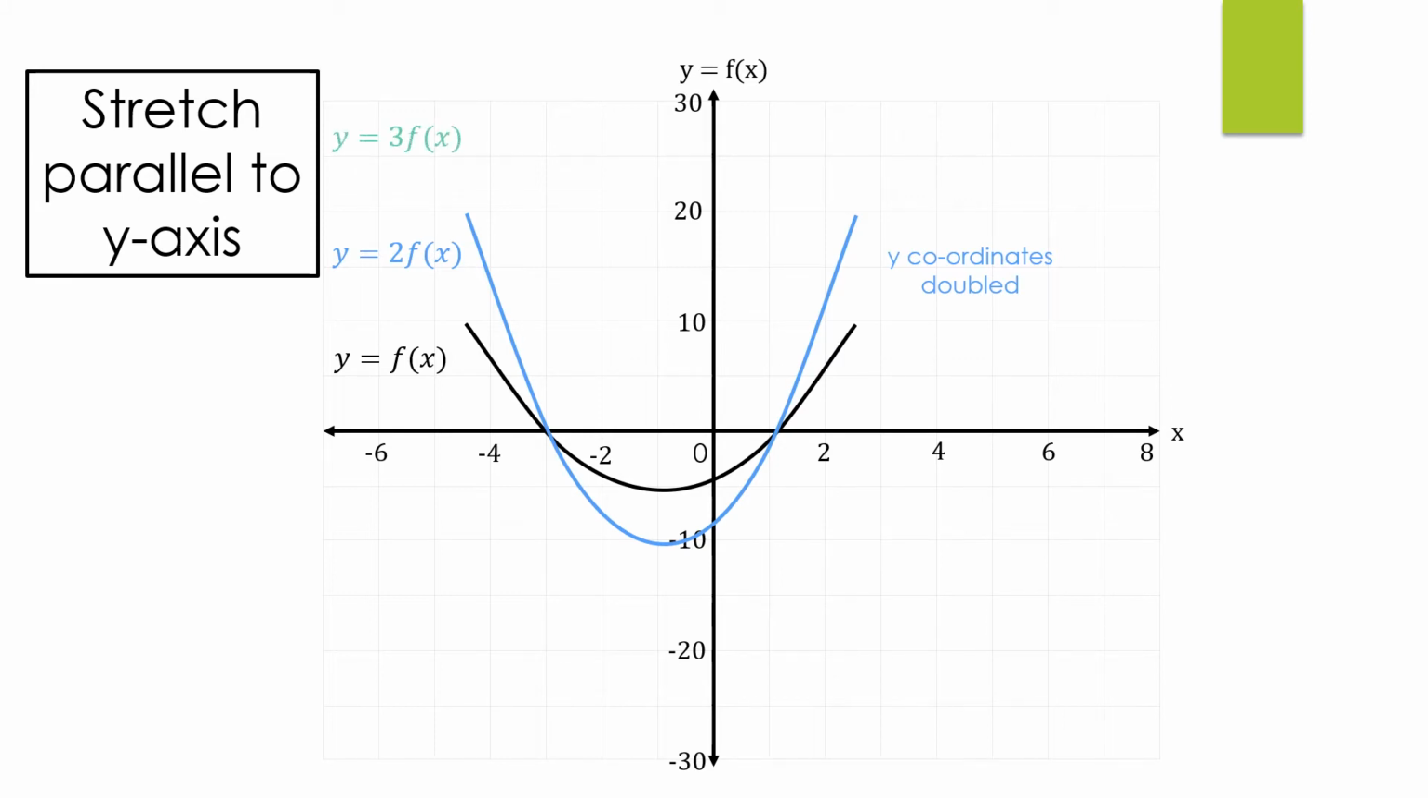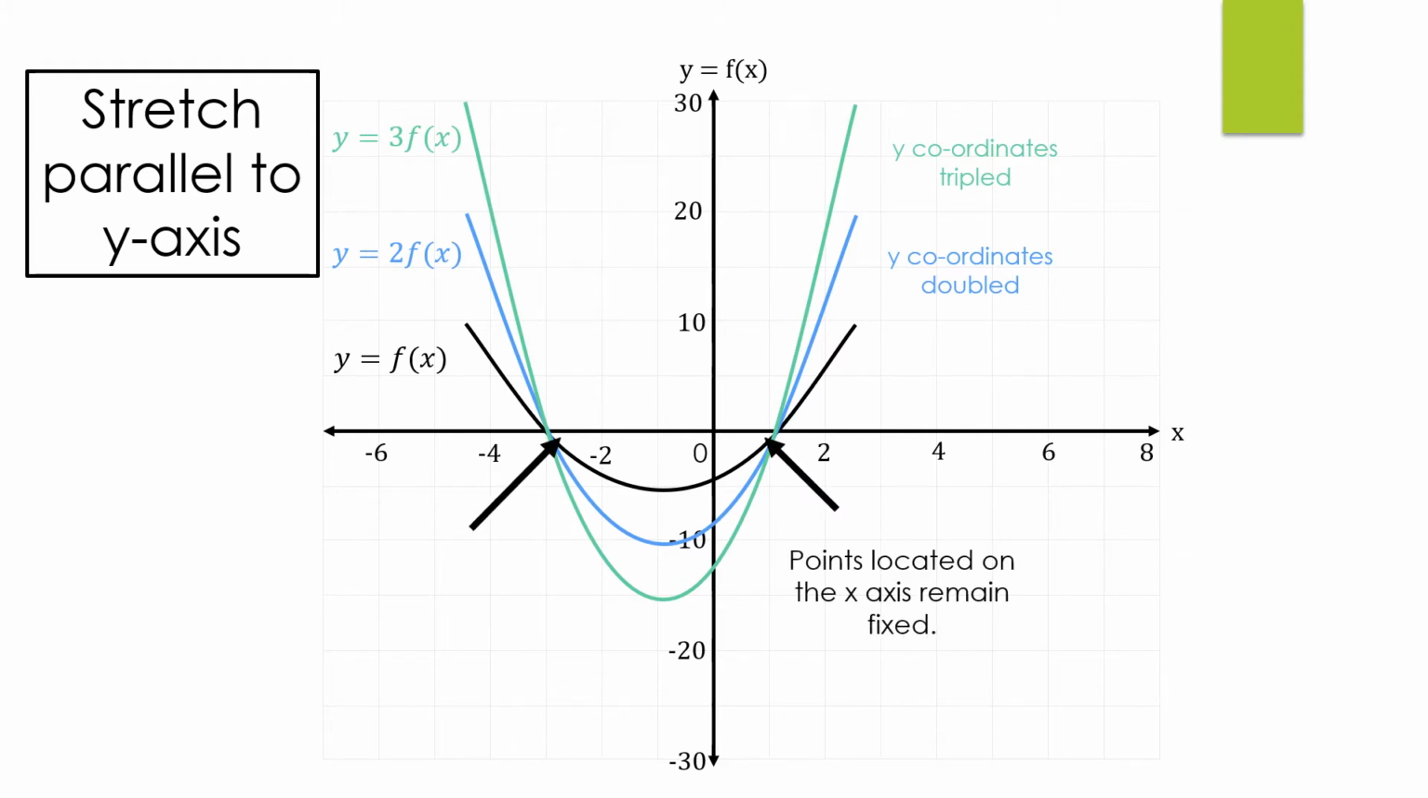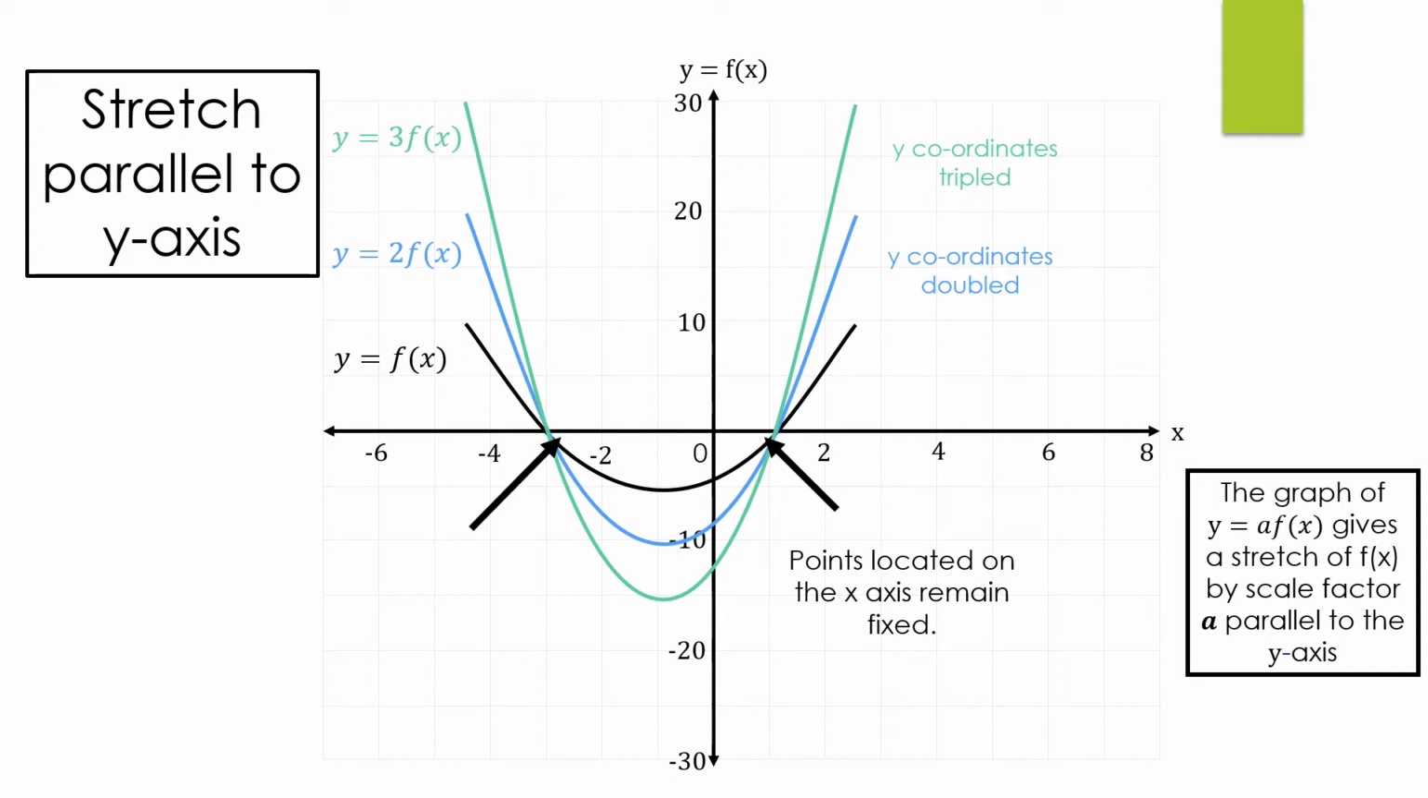If we look at y equals 3 f of x, we can see that all of our y coordinates have tripled this time. So our original minimum stationary point has gone from (-1, -5) to (-1, -15). But you can see that the points located on the x-axis have remained fixed because multiplying 0 by 2 or by 3 is not going to have any effect. So when we're applying the graph of y equals a f of x, it gives a stretch of f of x by a scale factor a parallel to the y-axis, and our x coordinates don't move.